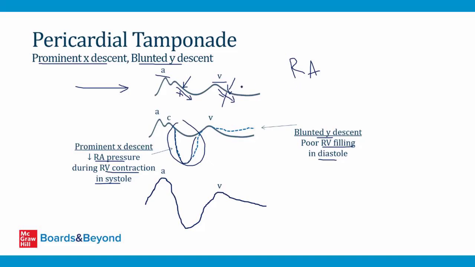Blood is leaving the right atrium, and therefore the pressure up here, which is the pressure in the right atrium, is falling. Well, that fall is going to be blunted in patients who have tamponade because the right ventricle is surrounded by high pressure fluid and it can't fill normally. And so these two findings, prominent X descent and blunted Y descent, are the two venous pressure tracing findings you want to remember for pericardial tamponade.